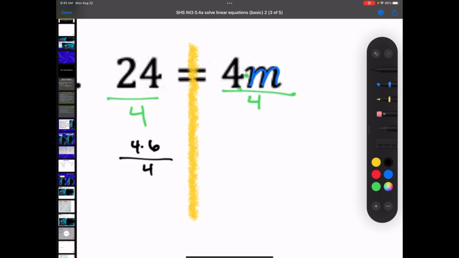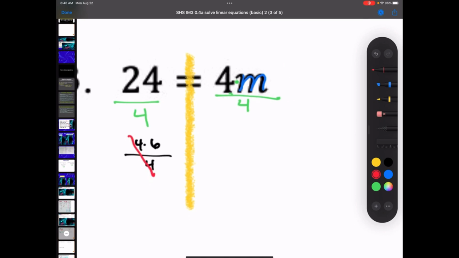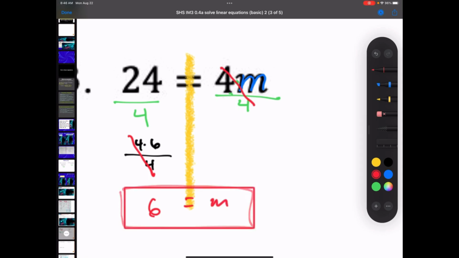Class, what's 4 divided by 4? 1. So you're left with 6 equals, 4 divided by 4 is 1. M is equal to 6. Raise your hand if you got that one. So you notice the big idea here is to undo a math operation. You do its opposite to move it away from the variable.